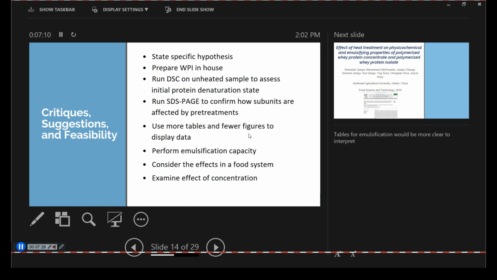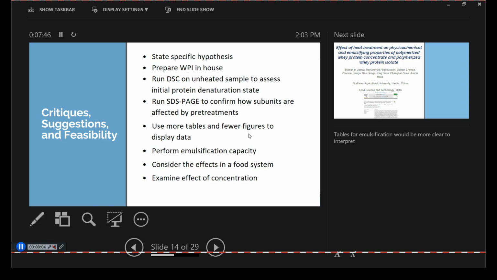Additionally, they didn't prepare their own WPI, so they outsourced it. And preparing it in-house would actually give you better control over how it's extracted and if it's exposed to any heat or denaturation beforehand, which would be important for this study. And then also with that, running DSC on an unheated sample of the whey protein isolate that you're starting with would give you an idea of if it's already denatured coming in. Running SDS-PAGE would help you confirm how those alpha-lactalbumin and beta-lactoglobulin subunits are affected by your pretreatments and if they are, in fact, explaining some of your structural results.